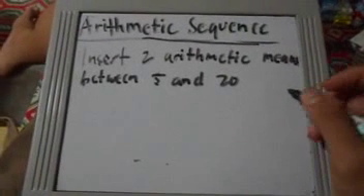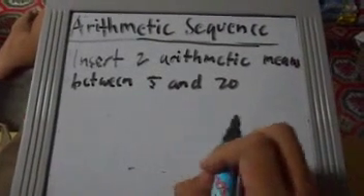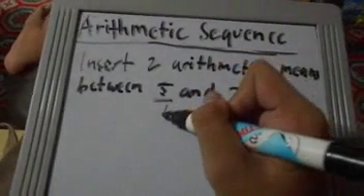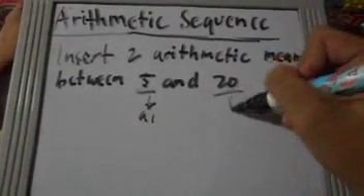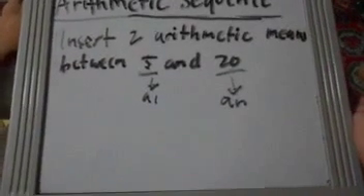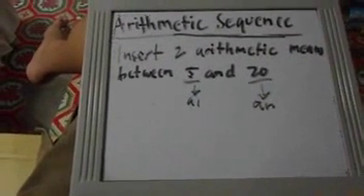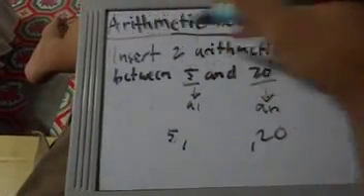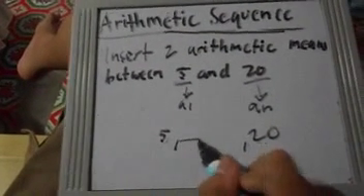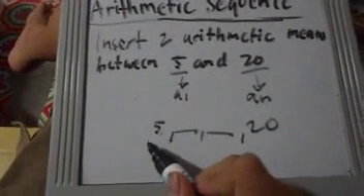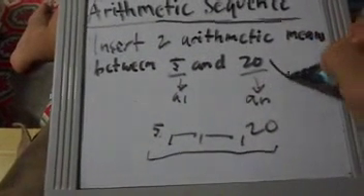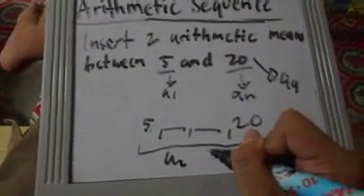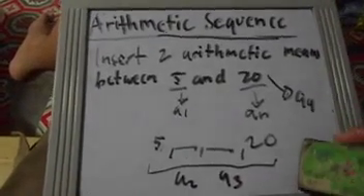Now let's have an example. Insert two arithmetic means between 5 and 20. Since we are asked to insert two arithmetic means between them, 5 will become our first term and 20 will become our last term. Since we don't know how many terms are there in this sequence, let's first draw this 5 and 20. Since we are asked to insert two arithmetic means, we'll put two blank spaces between them. As you can see here, there are 4 terms. Therefore, 20 will become our a sub 4, and the second term and the third term will become our arithmetic means.